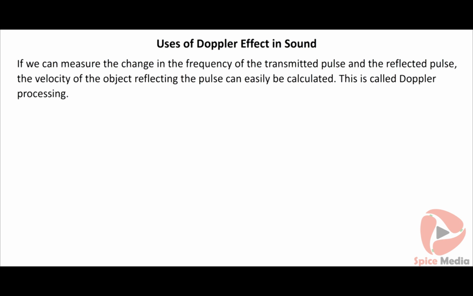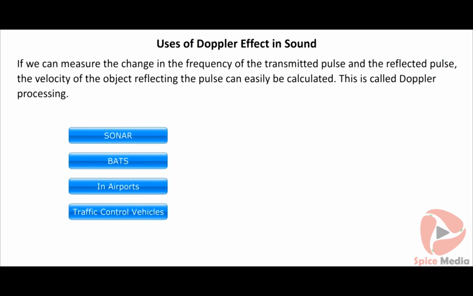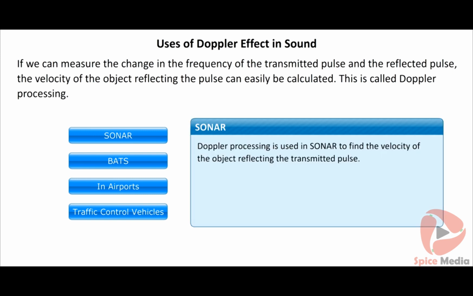This apparent change in frequency due to the relative motion between the source and the observer is called Doppler effect. If we can measure the change in the frequency of the transmitted pulse and the reflected pulse, the velocity of the object reflecting the pulse can easily be calculated. This is called Doppler processing. Doppler effect is useful in the following ways. Click the titles to know about the uses of Doppler effect.